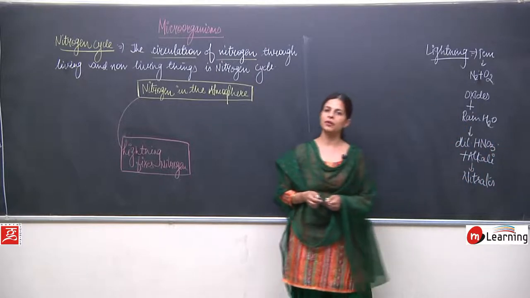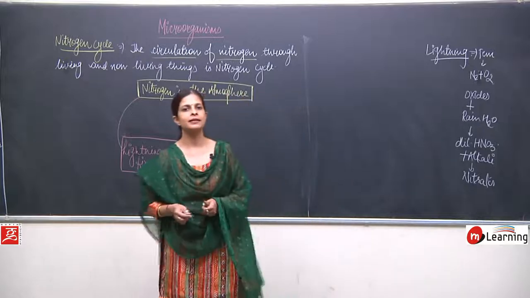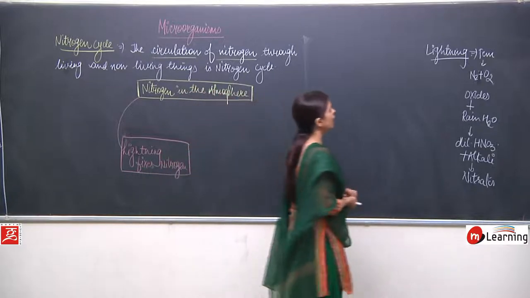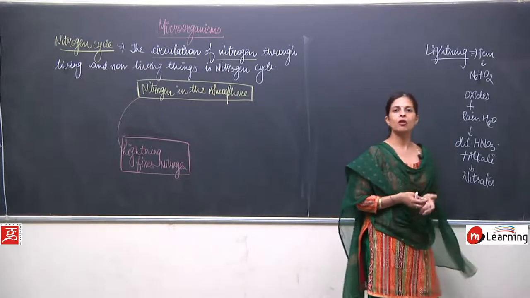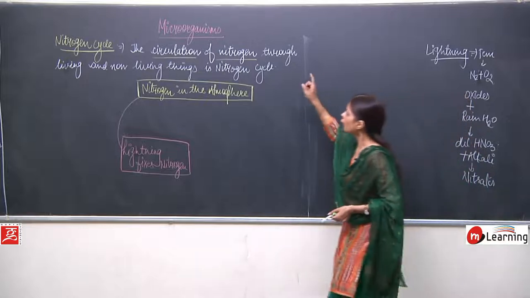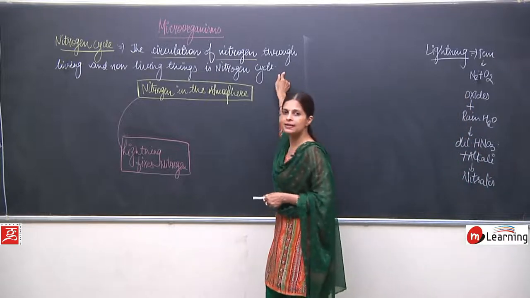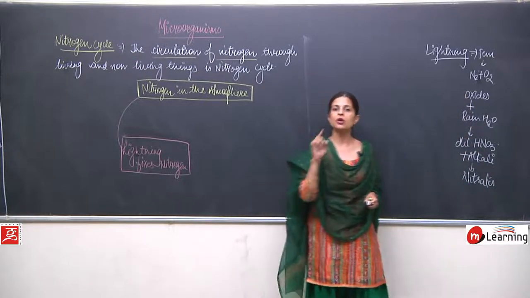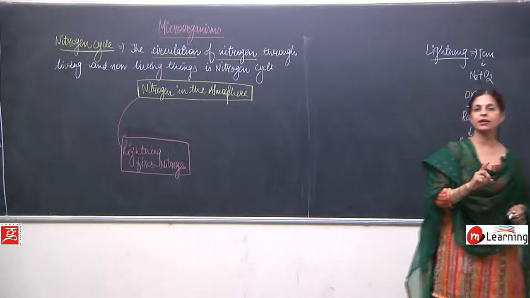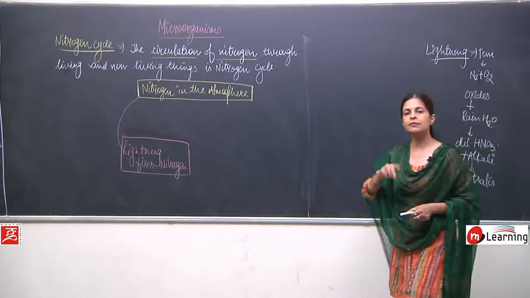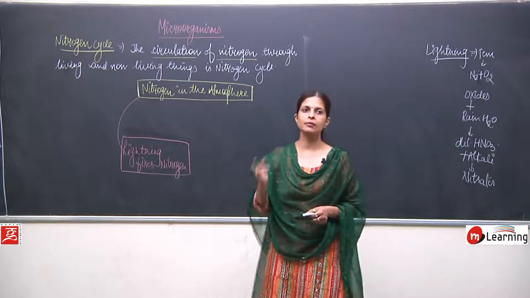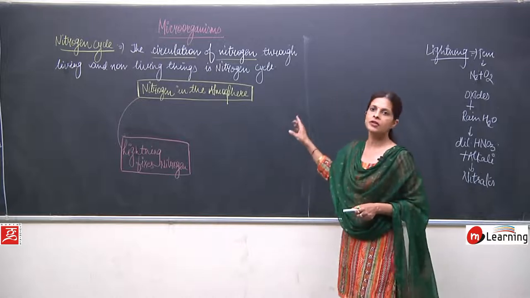We have read this in the previous chapter, so I won't be discussing it in detail. I'm talking about the nitrogen cycle. What is the meaning of nitrogen cycle? The circulation of nitrogen through the living organisms and non-living organisms is known as the nitrogen cycle.